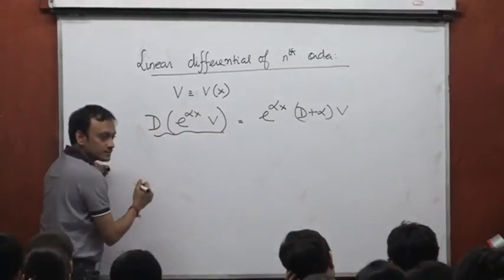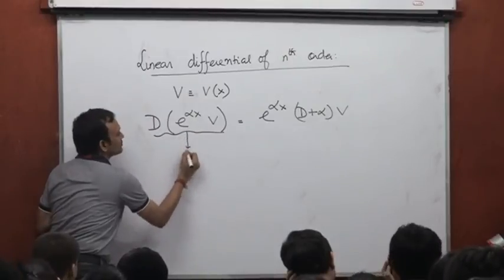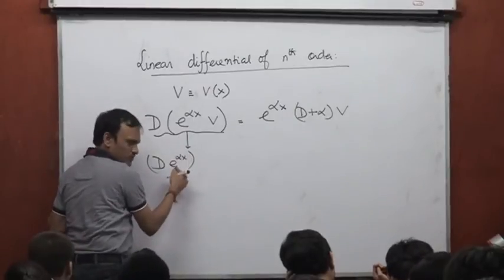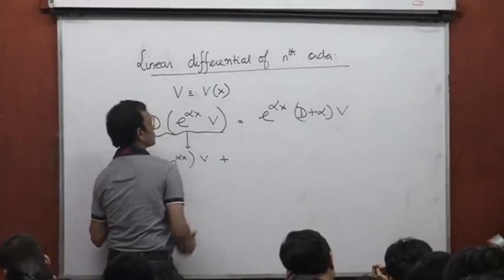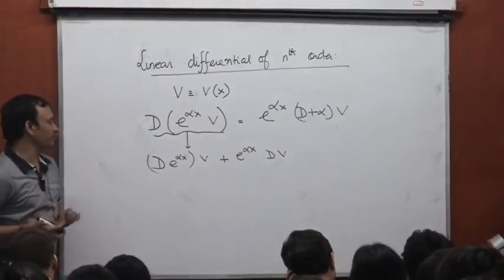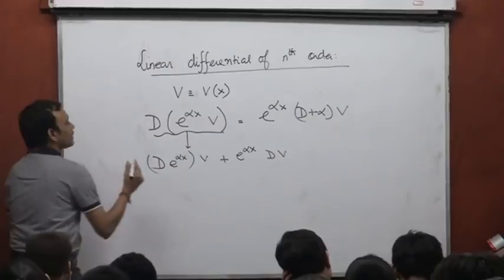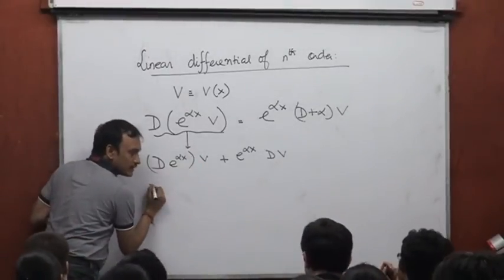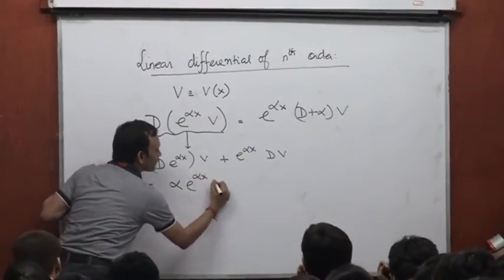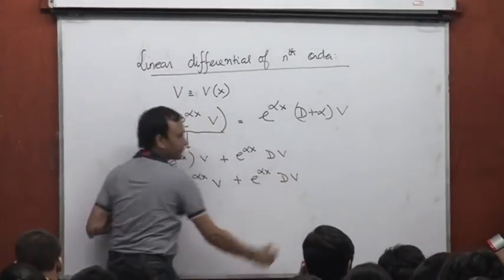Look, start with this. This is like the derivative of this into this plus derivative of this into this, right? So if you apply the product rule for differentiation, d of e power alpha x, which would be some function, into v, plus e power alpha x into d acting on v, derivative of first function into second function plus derivative of second function into first function, right? But what's d of e power alpha x? Alpha e power alpha x v plus e power alpha x dv.